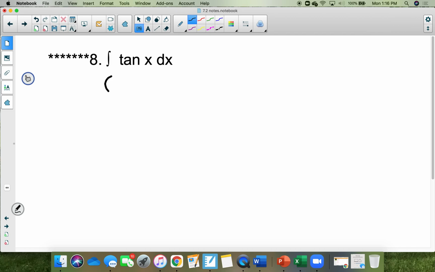Okay, this one's a special one, because you have to kind of dig back into trig and know that tangent is the same thing as the sine of x over the cosine of x dx. There is no formula for the antiderivative of tangent, so that's why you change it to the sine of x over the cosine of x. You have to figure out which one is the u, the sine of x or the cosine of x.